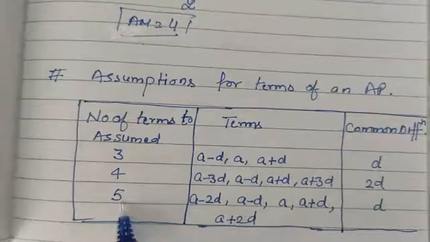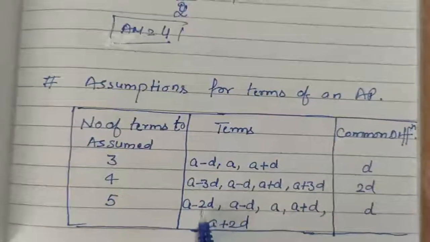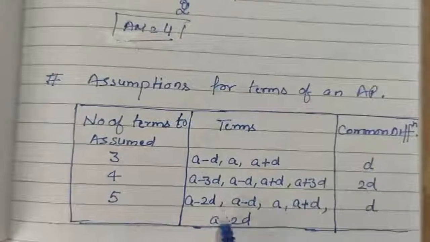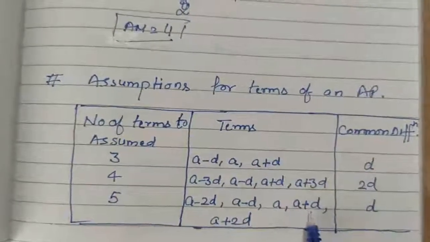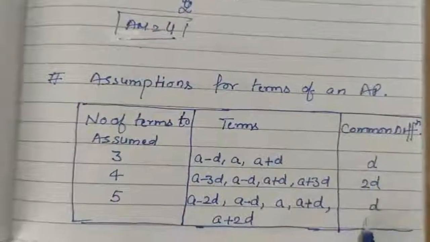If we are to assume 5 terms, then we take the terms as A minus 2D, A minus D, A, A plus D and A plus 2D. The common difference would be D.